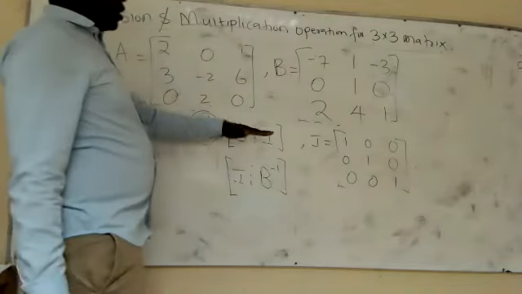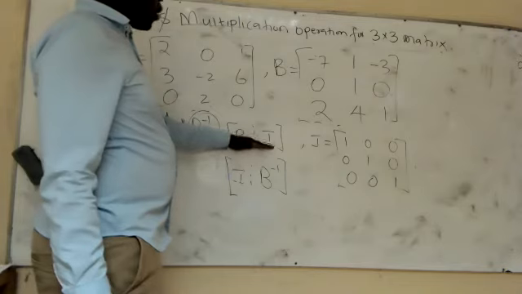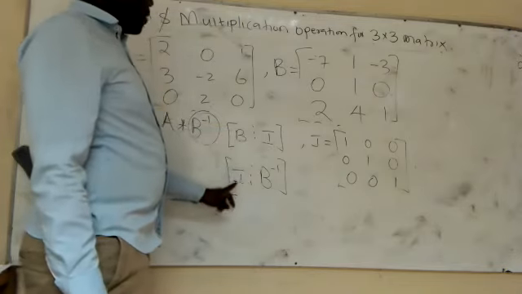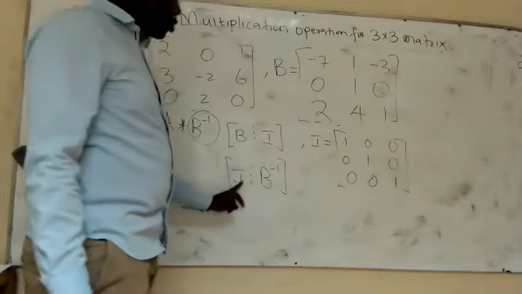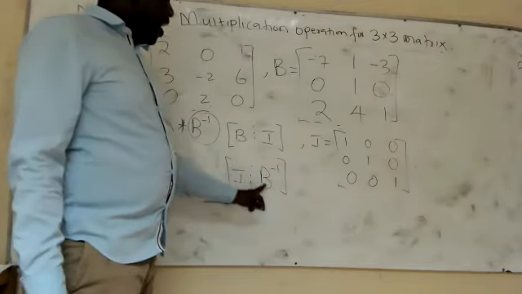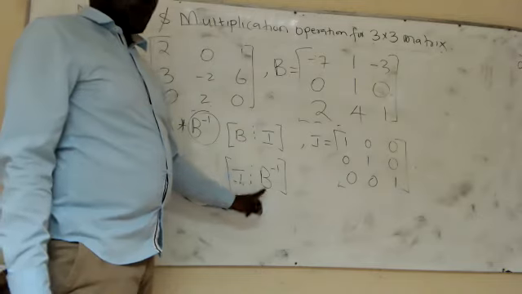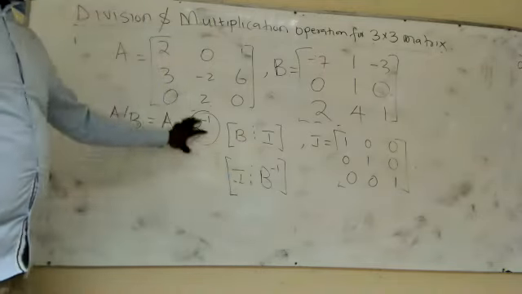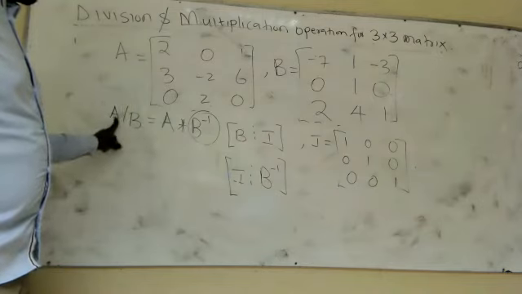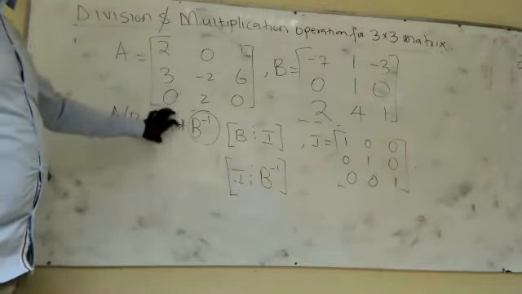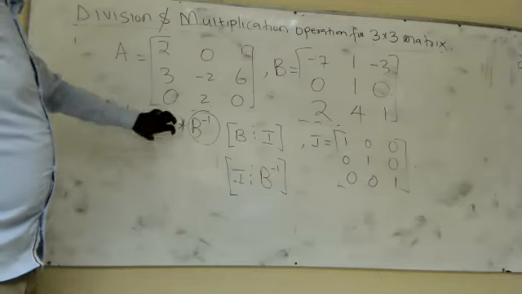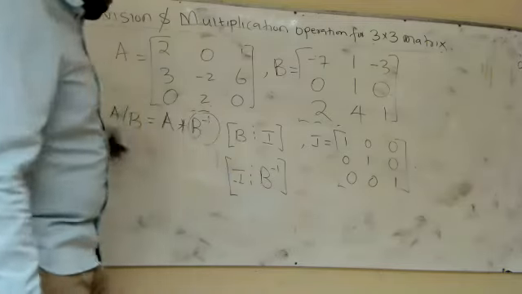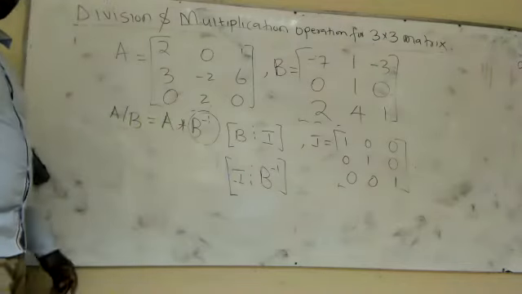So we will start with this, and then we work with that until we produce the identity on the left-hand side. And if we are able to produce the identity on the left-hand side, I can guarantee you that what we have on the right-hand side is the inverse. If we want to find A divided by B, we can then multiply matrix A and the inverse of B, and we obtain A divided by B.